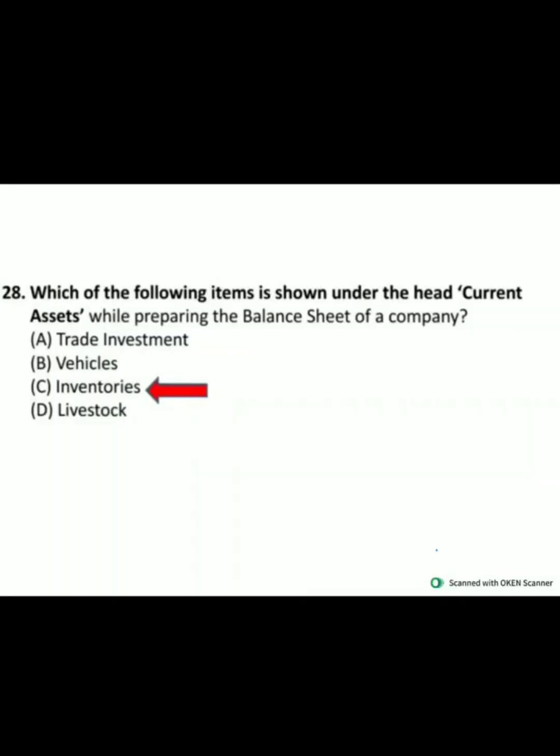Which one of the following items is shown under the head of current assets while preparing the balance sheet of a company? Trade investment is a non-current asset. If short-term investment is mentioned, then only it comes under current assets. If only trade investment is mentioned, then it is a non-current asset. Vehicle is also a non-current asset. Livestock is also a non-current asset. Only inventory is a current asset.